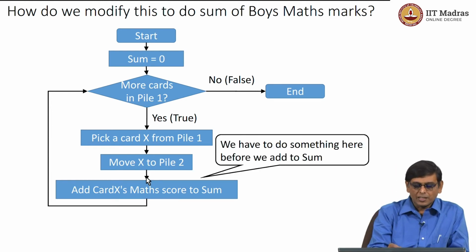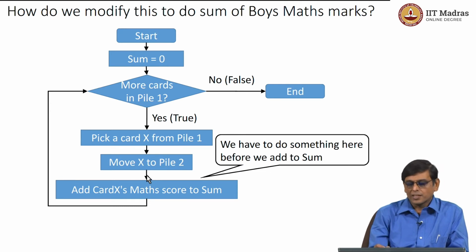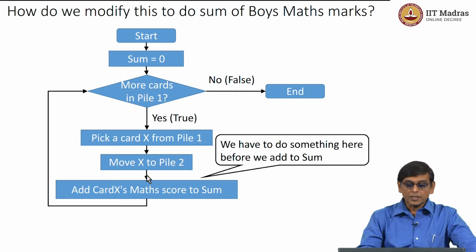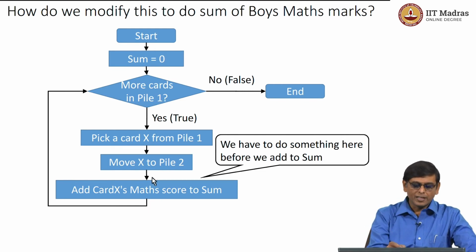So, we have to insert something in here so that we can check whether it is a boy or a girl. And how do we do that? We have seen earlier that the way to do a check and then proceed in the flow chart is by using a condition box, and the condition box is denoted by a diamond. So, inside this we have to insert a diamond.